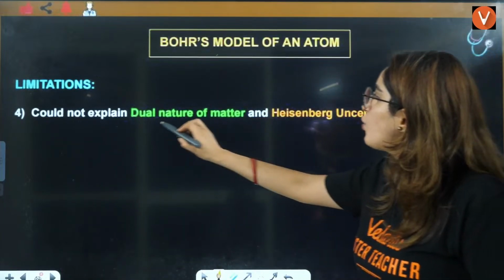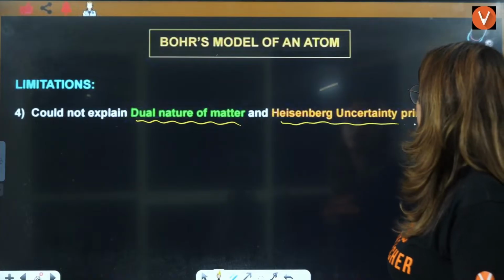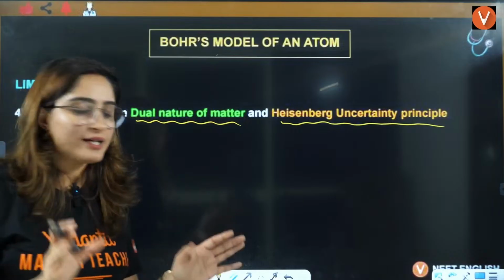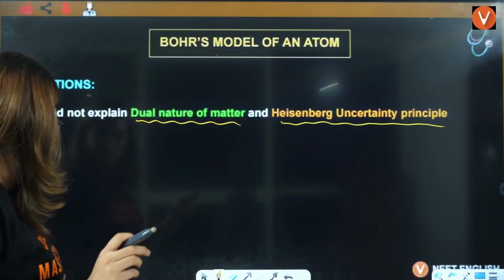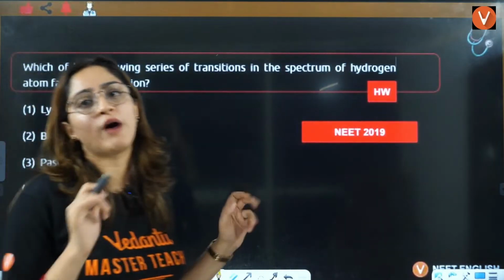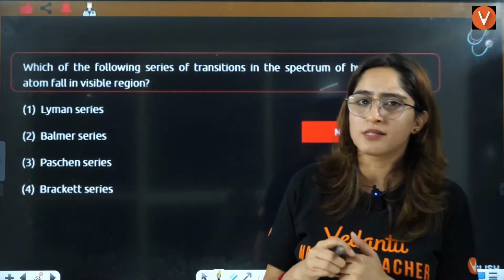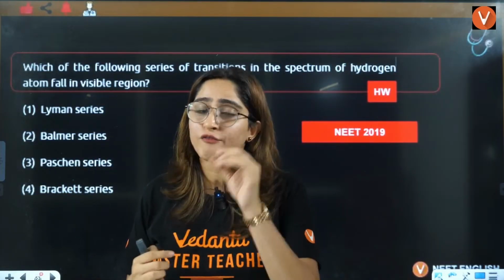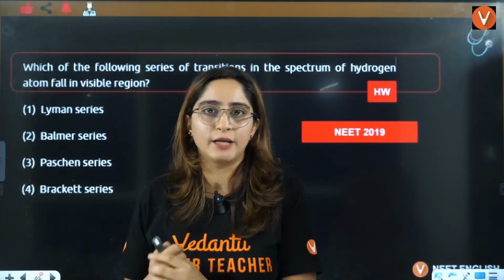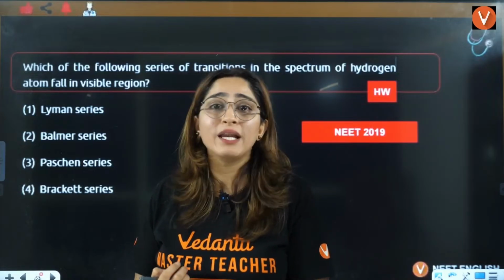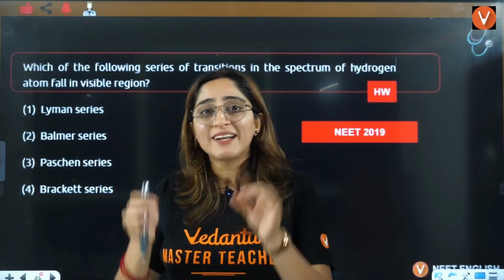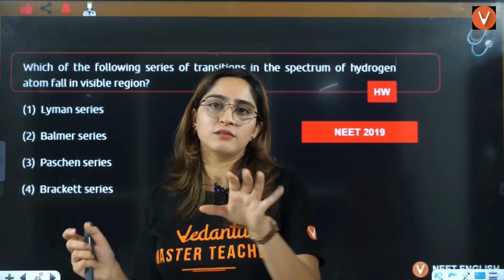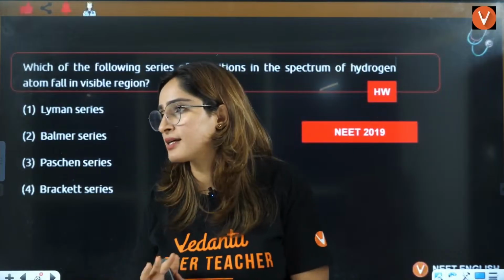It could not explain the dual nature of matter and the Heisenberg uncertainty principle, which we'll talk about in the next lecture about duality. So this limitation will be best understood once we go through the de Broglie equation and the Heisenberg uncertainty principle. Then I'll tell you why the Bohr model failed with respect to Heisenberg and duality, right? Because he only considered electrons to be at discrete points. He didn't consider dual nature, he considered that they are quantized. That's what he considered, right?